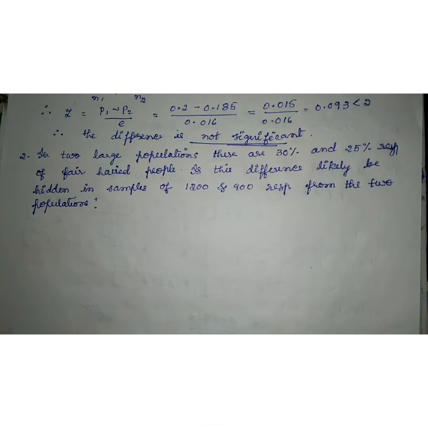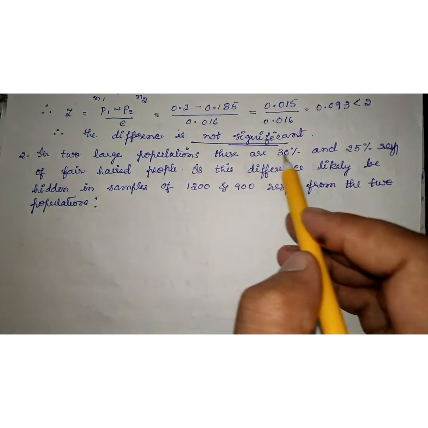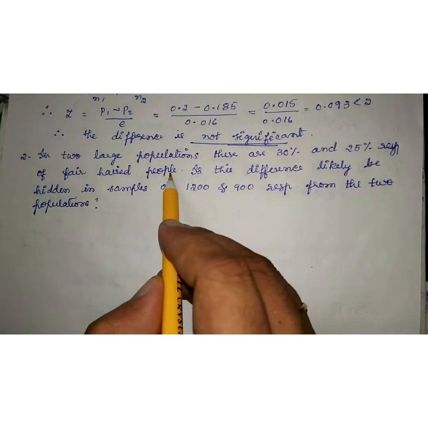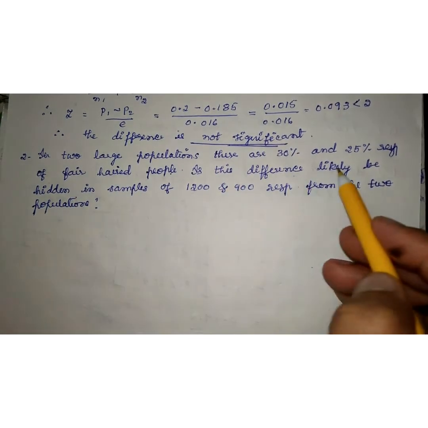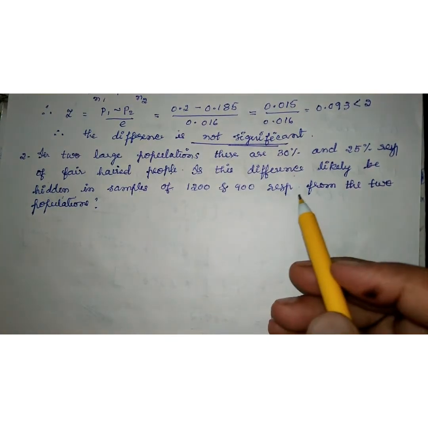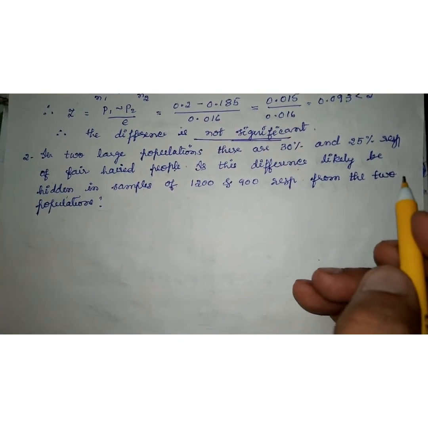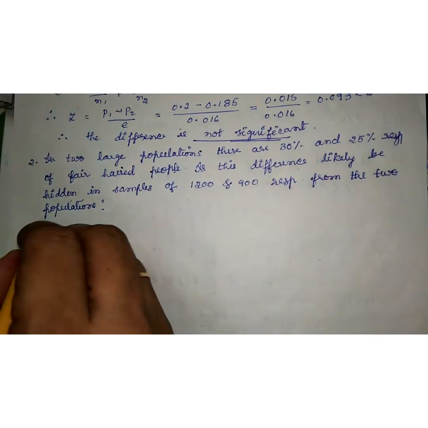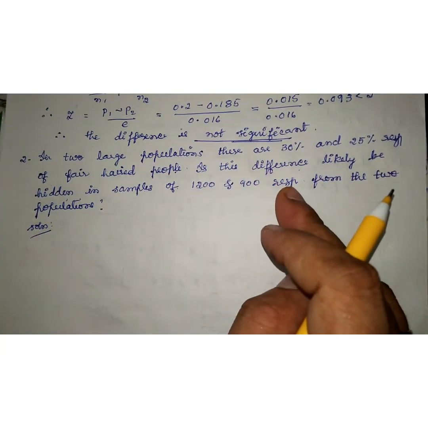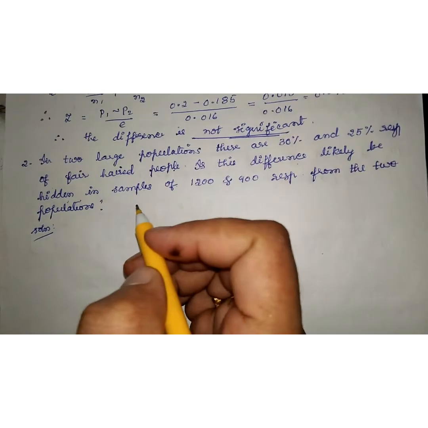So here is a problem. In two large populations, there are 30% and 25% respectively of fair-haired people. Is this difference likely to be hidden in samples of 1200 and 900 respectively from the two populations? So here again we have to find the significance of the difference. I'll be solving the problem using the other formula.